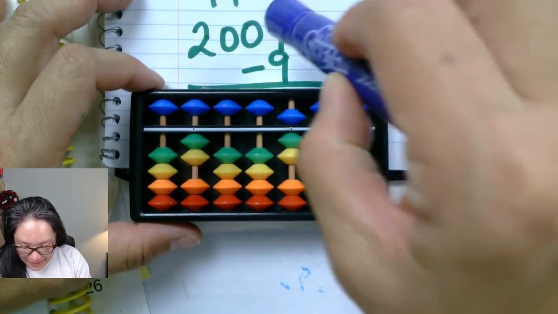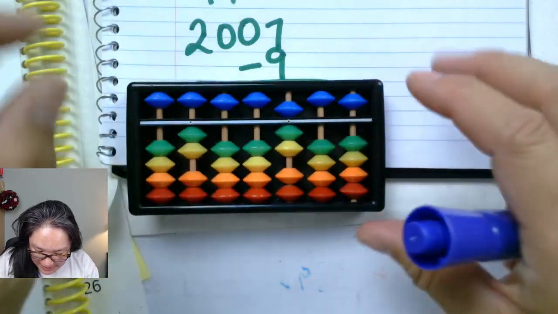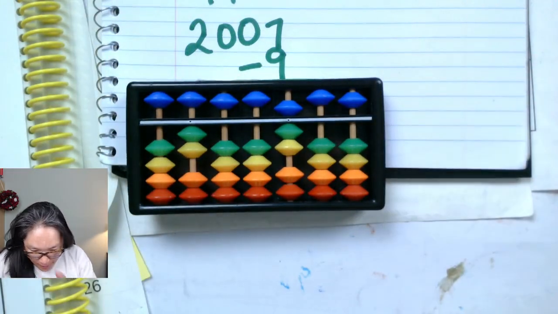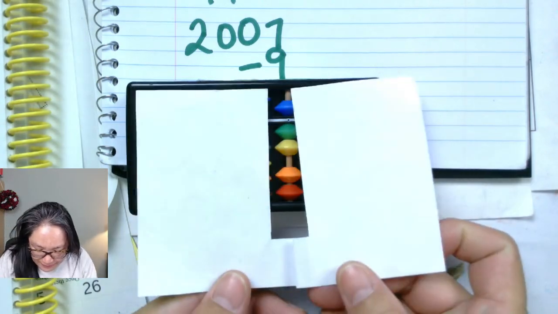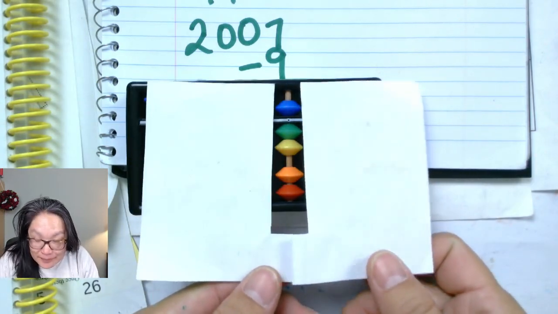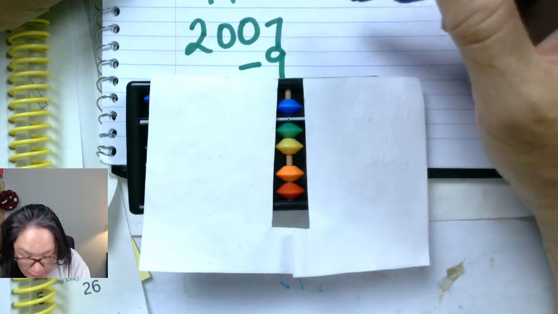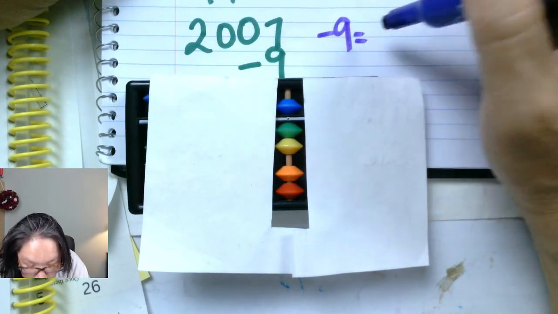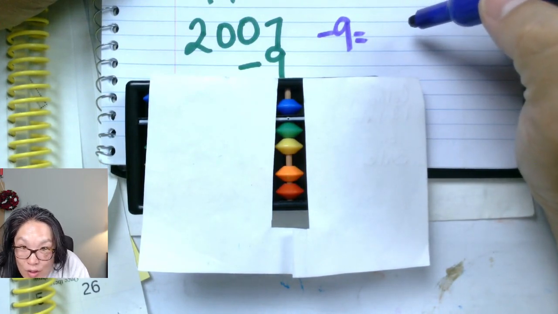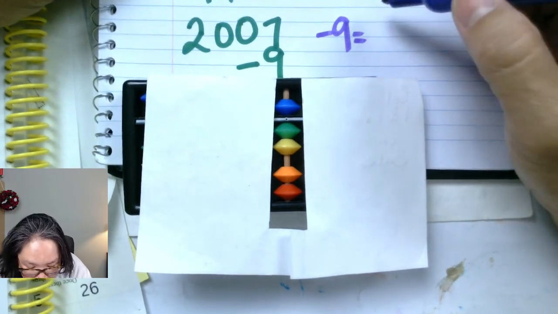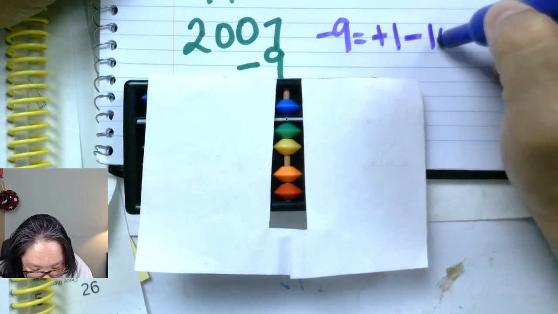All right? Minus the 9. If I want to minus the 9, take away the 9. Do we remember how to take away the 9? Minus the 9 is equal to what? Use the second column. We can't. Right. How do we do it? Minus the 9 is what? Plus the 1 minus the 10.